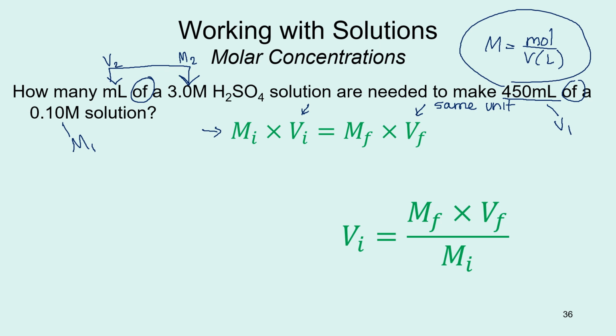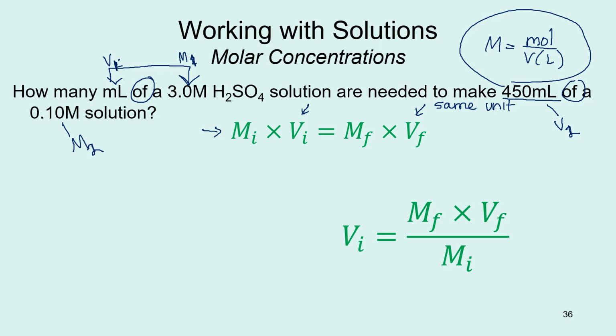So the question is, how many milliliters of a 3 molar solution do I need to make 450 milliliters of a 0.1 molar solution? Here's my final solution that I want to make. I might call these ones and these twos. Again, it doesn't matter. Since this is what I'm trying to make and this is what I'm starting with, maybe these ones and twos are finals and initials. Anyway, it doesn't matter.